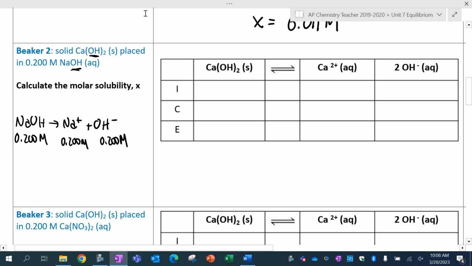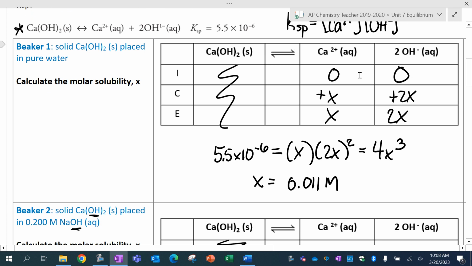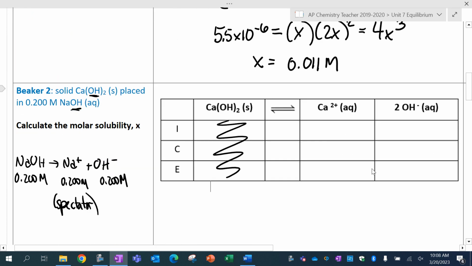The sodium ions don't interfere with our equilibrium at all, so they're just going to be a spectator, and we're going to ignore them. But the hydroxide, we want to recognize, oh, that's a common ion to my calcium hydroxide. So when I set up my ICE chart, I'm still going to ignore my reactant because it's a pure solid, but when I'm filling out the initial values in my ICE chart, instead of them both being 0, like they were in pure water, my calcium ion concentration is still 0, but my hydroxide concentration is 0.2 molar.